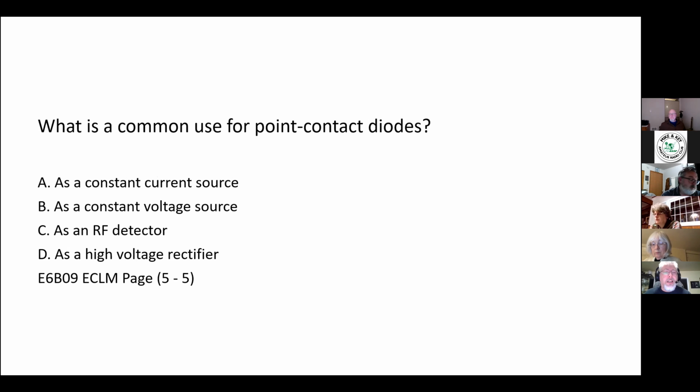What is a common use for point contact diodes? A, as a constant current source. B, as a constant voltage source. C, as an RF detector. Or D, as a high voltage rectifier?